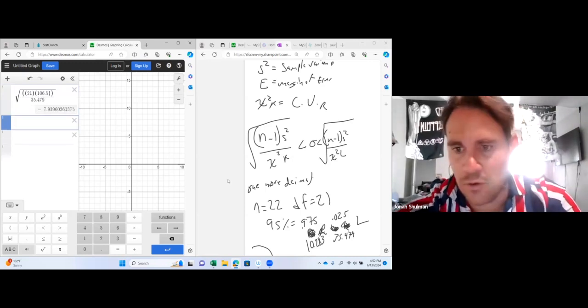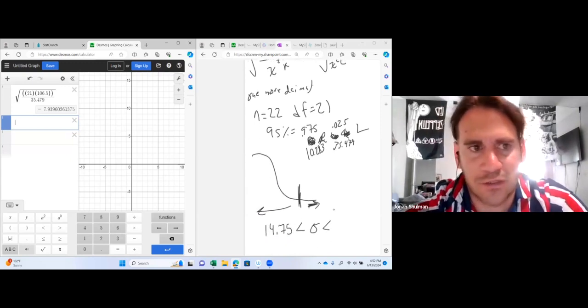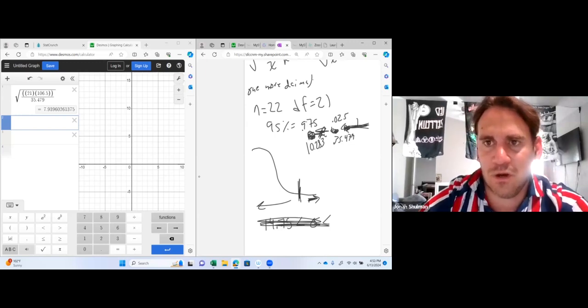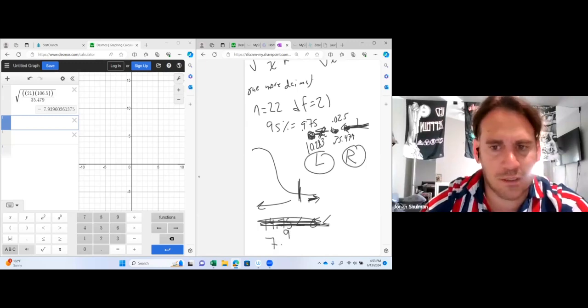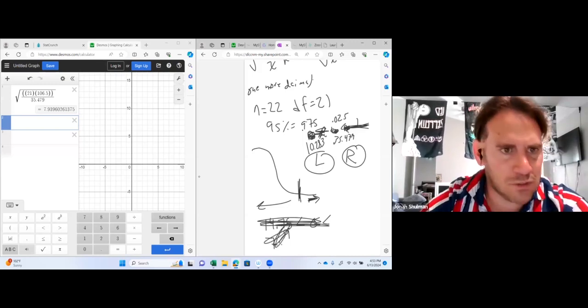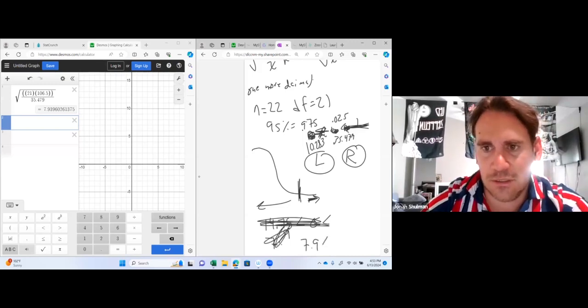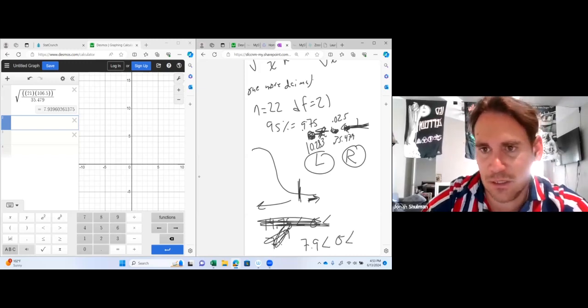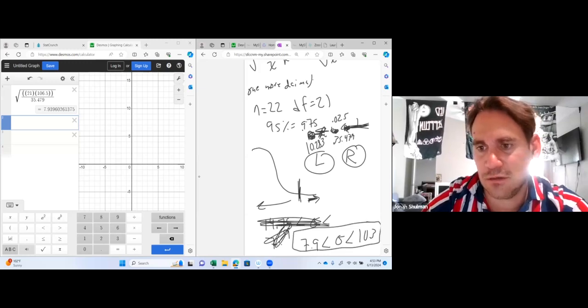35.479. Oh no, I did have it right. Oh, that's so frustrating. So this was the left, and this was the right. You can tell because it's got to be bigger. So I have 7.9. Should be one more. So it's just 7.9 is less than the population standard deviation, which is less than 10.3. That's the answer we should get.